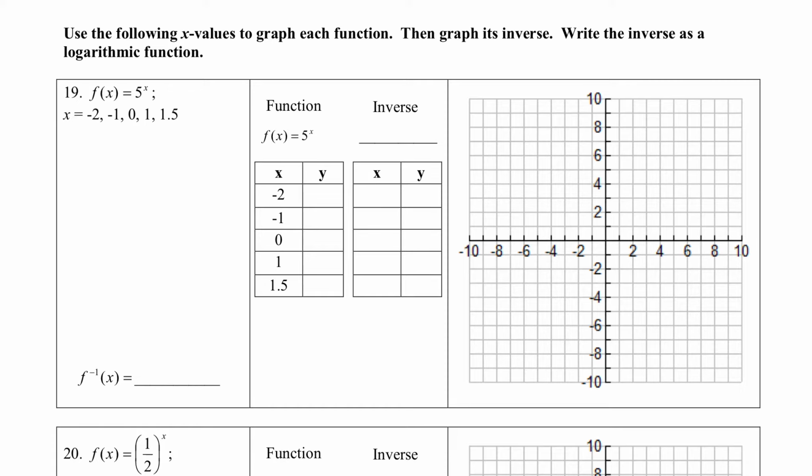So we're going to use the following x values to graph each function, then graph its inverse, and write the inverse log function. So you have 5 raised to the x power, and when x is negative 2, we have 0.04. When x is negative 1, it's 0.2. When x is 0, it's 1. When x is 1, it's 5.